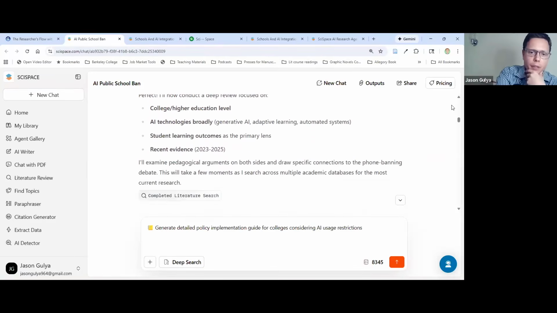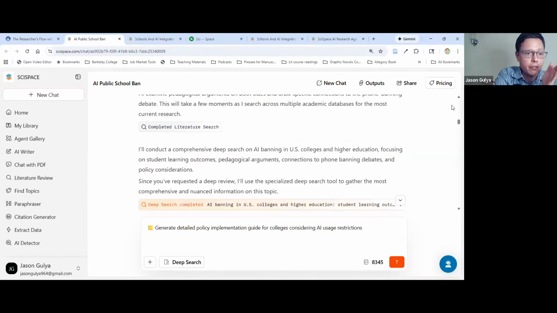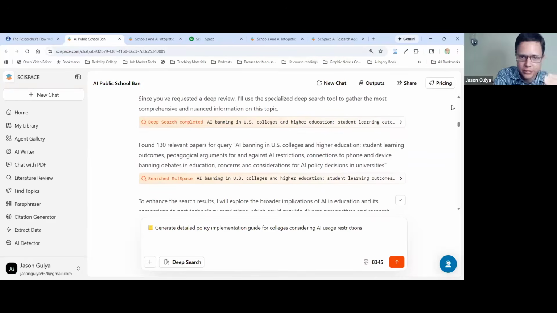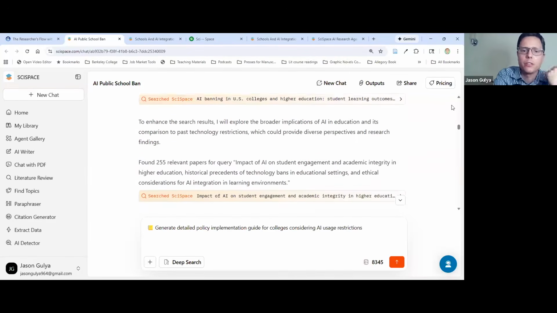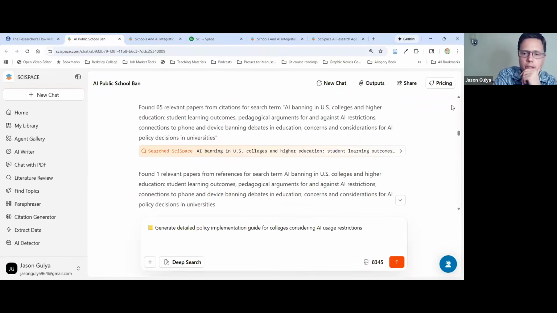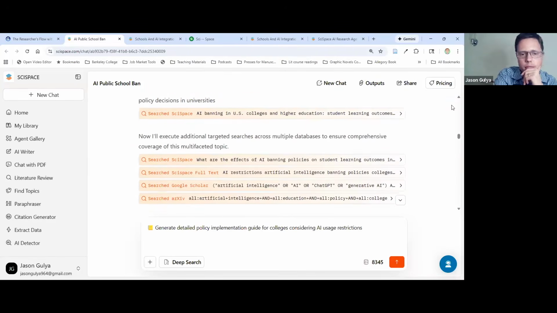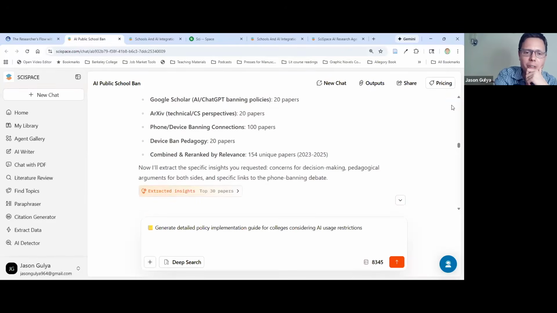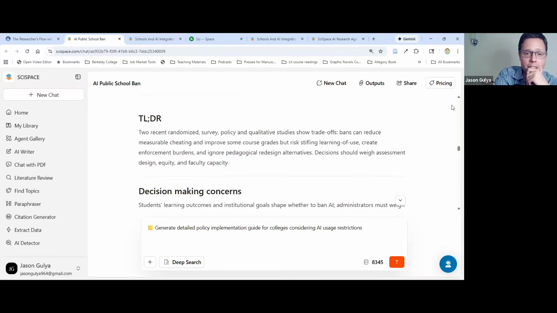I'm going to show you a little bit about what it did. So here, same thing. It went through the process. It let me know, this is the research it did, this is what it found, this is what it's looking through. So it's walking me through the process. And then it did so much more. It did so much more work than the other one, which is good.